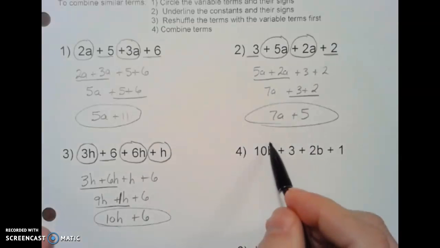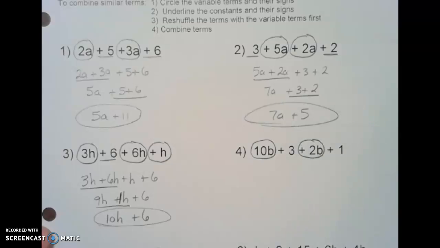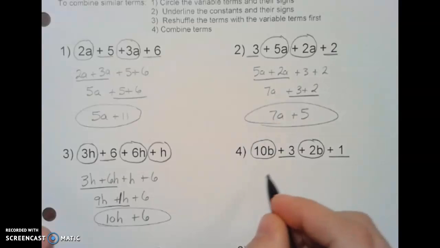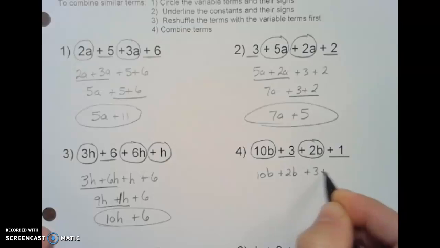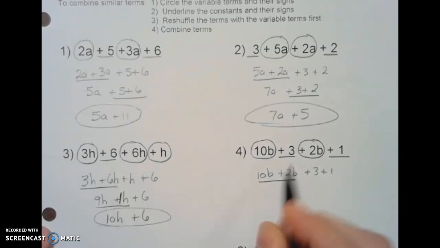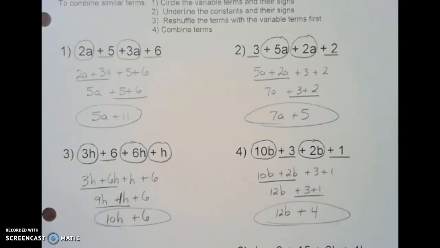Number 4, I'm going to circle positive 10b and positive 2b. Underline the constants positive 3 and positive 1. And now rewrite. 10b plus 2b plus 3 plus 1. 10b plus 2b is 12b. Bring down the constants, and now we'll combine them. This is going to be 12b plus 4. 3 plus 1 is 4. And again, that's as simple as it gets.